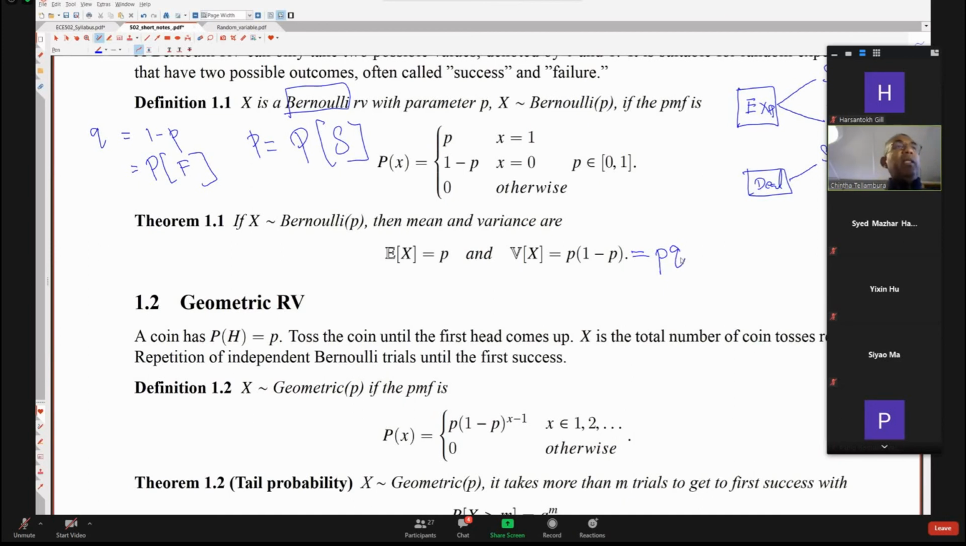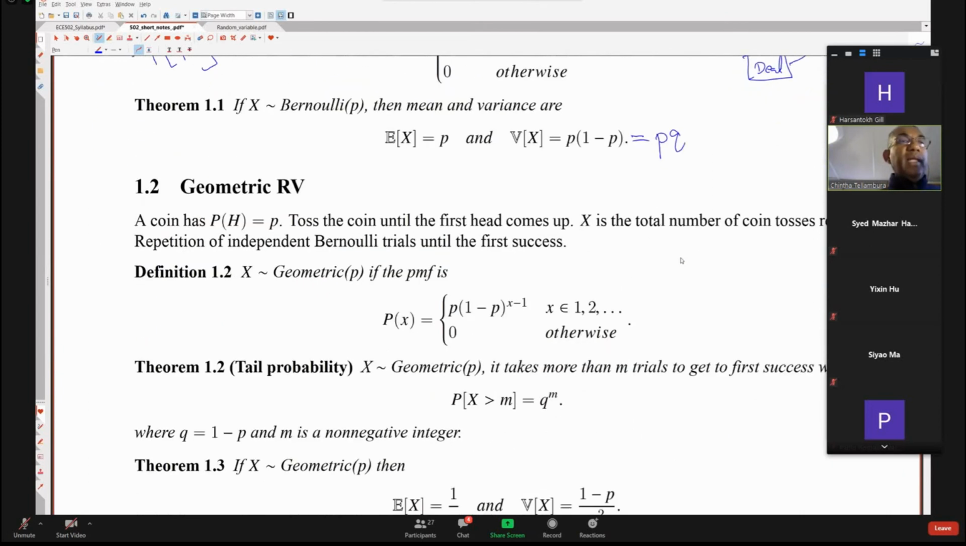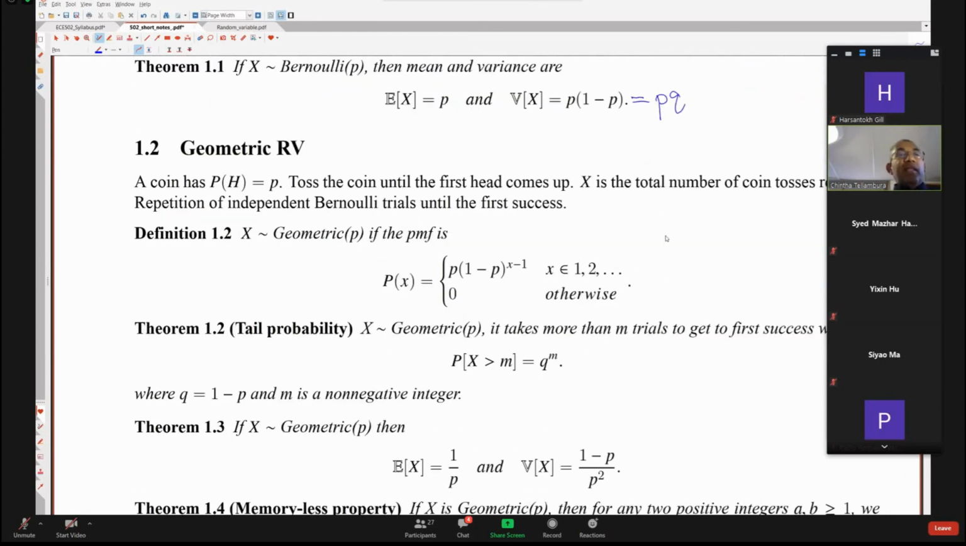So Bernoulli is very simple and it's not that interesting. So let's get into the more critical, interesting one. Again, I don't have time to give you a detailed explanation here, okay? We can think of a geometric random variable as a sequence of Bernoulli experiments.